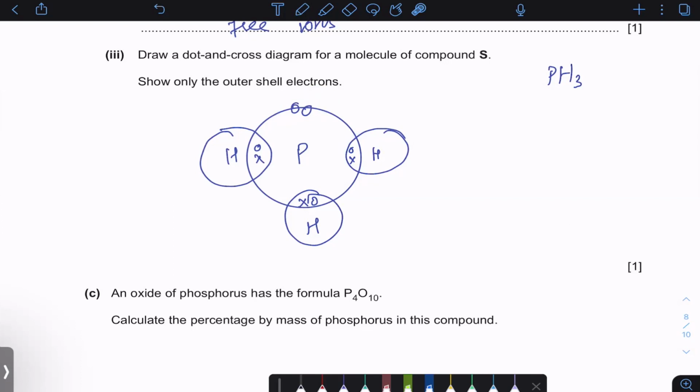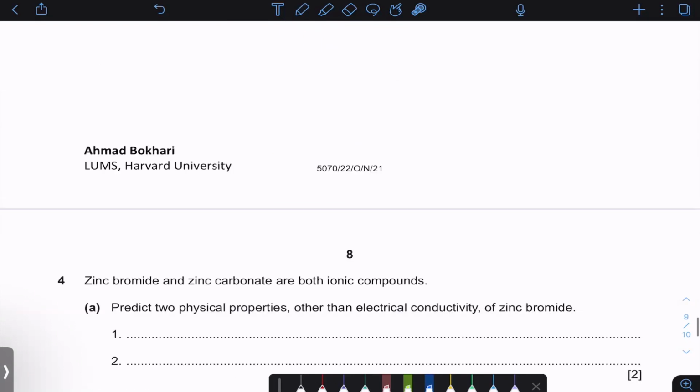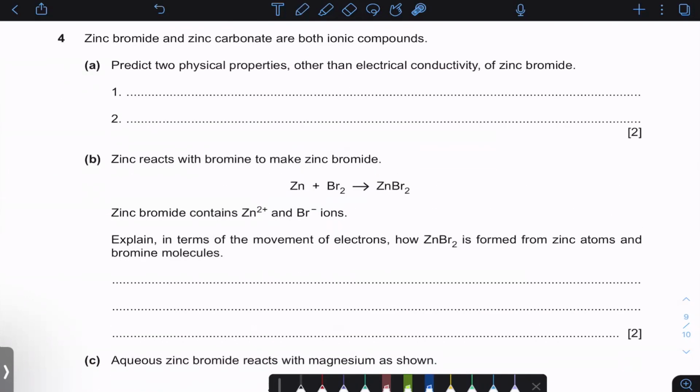Okay. This question is from another chapter that we did. ये हमने Tuesday वाली क्लास में जो पढ़ा था. This is on that. So make sure कि आप इसको attempt कर लीजिएगा बाद में. Okay. Zinc bromide and zinc carbonate are both ionic compounds. Predict 2 physical properties. Again, वही 5 properties हैं. Other than electrical conductivity of zinc bromide. So electrical conductivity वाली 2 तो उसने वहीं पे हमें खत्म कर दी है.